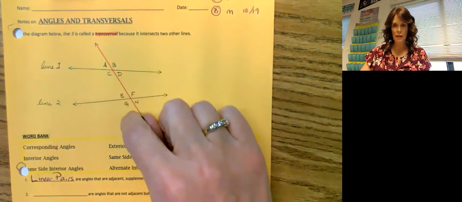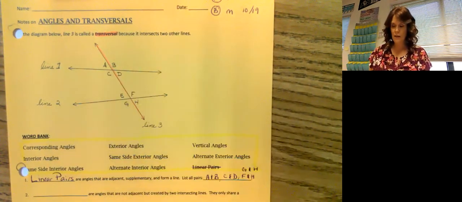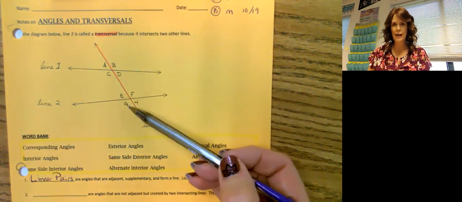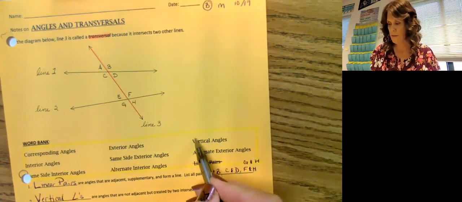Okay, angles that are not adjacent, so not side by side, but are created by 2 intersecting lines. So these aren't created by the same intersecting line, right? These are 2 intersecting lines, and these are 2 intersecting lines, right? So angles that are not adjacent, but created by 2 intersecting lines. So it can't be these, can't be these, can't be these, right? It has to be those vertical lines. And again, hopefully that's some review. So vertical angles, I'll abbreviate that and we'll cross it off.